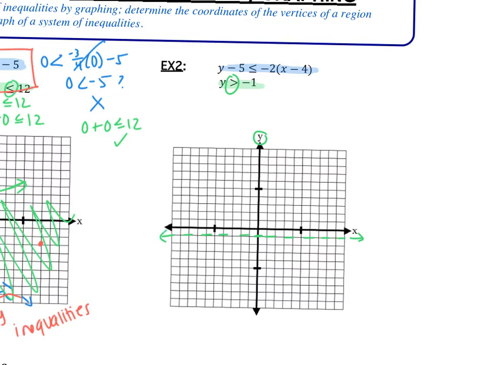Okay, plug in 0. We get 0 is greater than -1, which is true. Again, think of a number line. So we are shading towards 0, 0, which is up here.